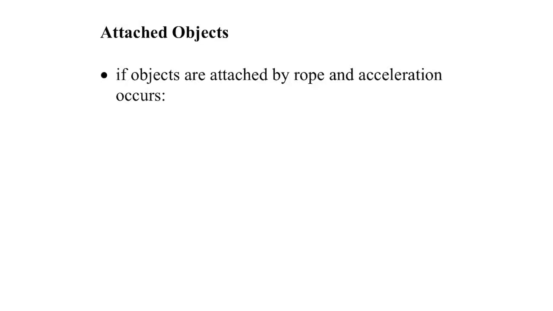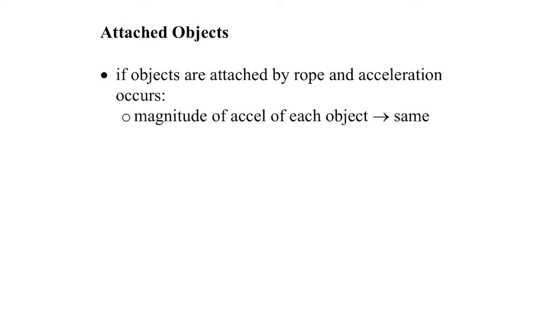When we talk about attached objects, we're specifically talking about objects attached by a rope when acceleration occurs. A few things to keep in mind if there's acceleration occurring with two objects attached by a rope: the magnitude of acceleration for each object is the same. That makes sense, right? You have two objects attached by a rope. You pull one, the other one is going to follow along at the same acceleration. That makes a lot of sense.